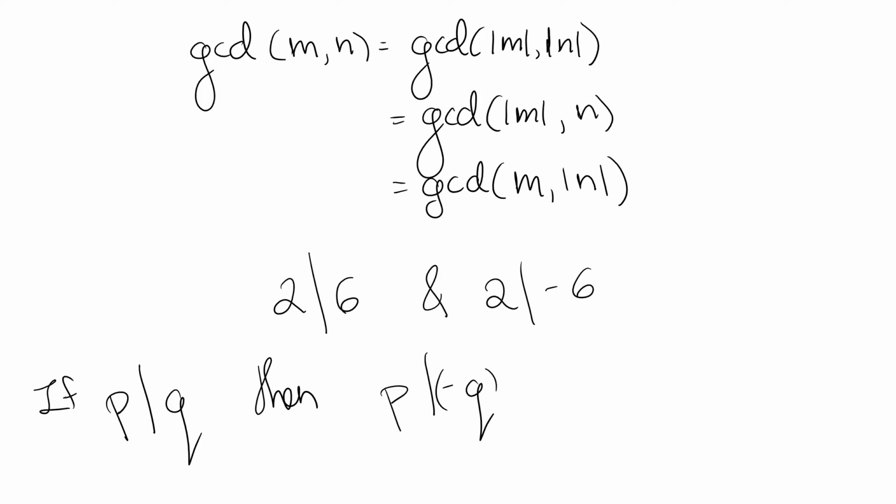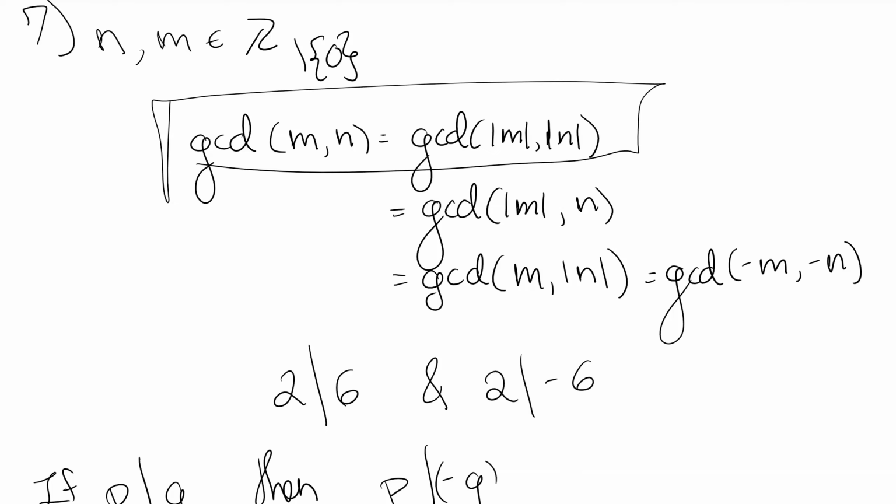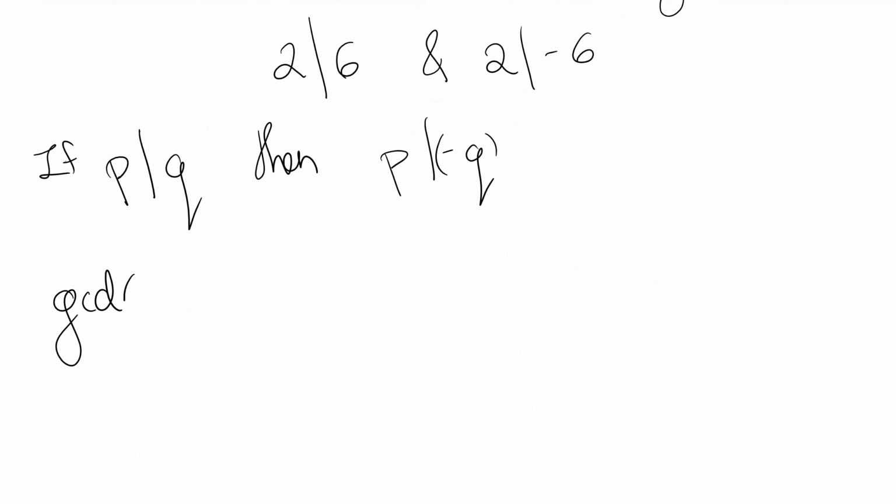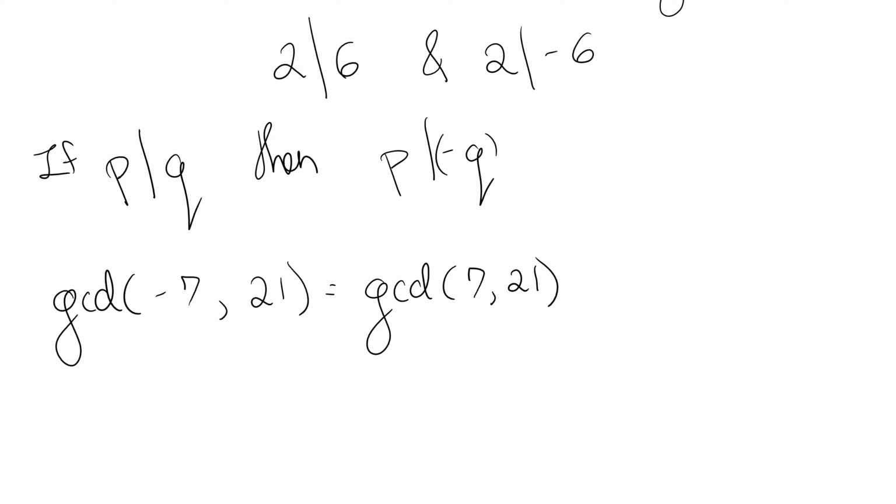So it doesn't matter, maybe for some reason we negate both of them, negate m, negate n, it doesn't matter, just as long as the absolute value of the integer stays the same. What I do see sometimes is people use this because maybe it's easier for them to look at positive integers. So if they're handed a question like, what's the GCD of -7 and 21, they can rewrite it as GCD of 7, 21, and that's the same thing. And then we can work from there.